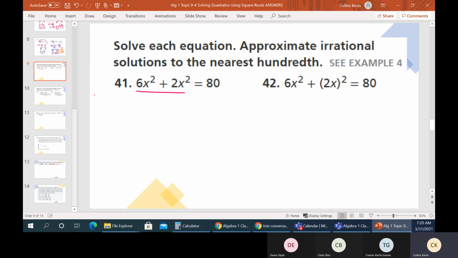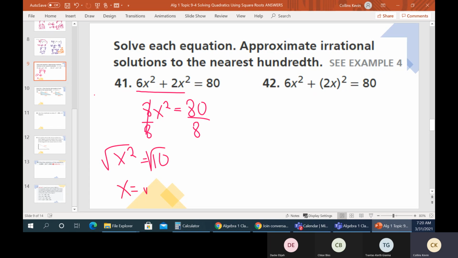All right, so we just add these two guys together. So it's going to give us 8x squared, right? Just add the numbers in front. Equals 80. Anytime we're solving for x, we need to get everybody that isn't x to the other side, right? So we divide by the guy in front of the x squared. So then that's going to go away. It's going to give us x squared equals 80 divided by 8, that's an easy one. That's 10. All right, so then we take square roots of both sides, and we get x equals the square root of 10.